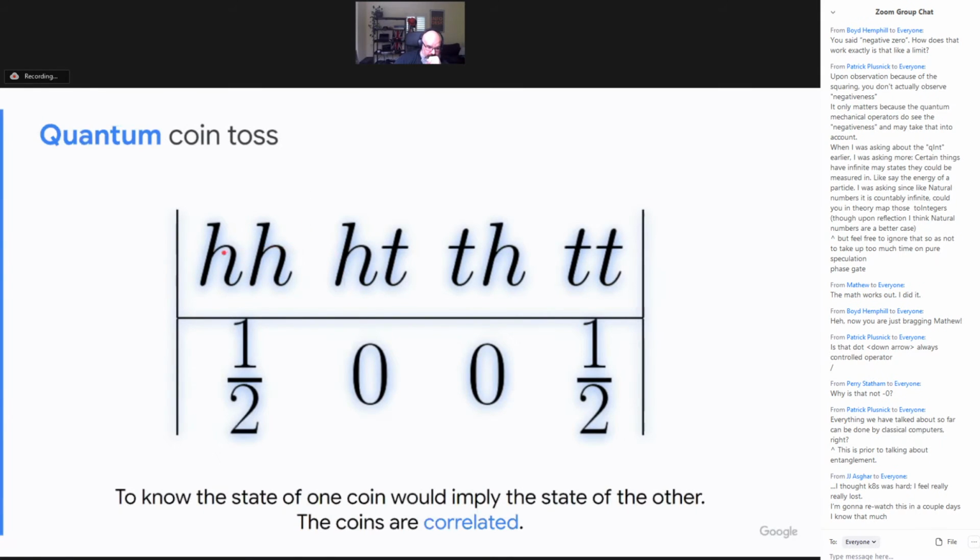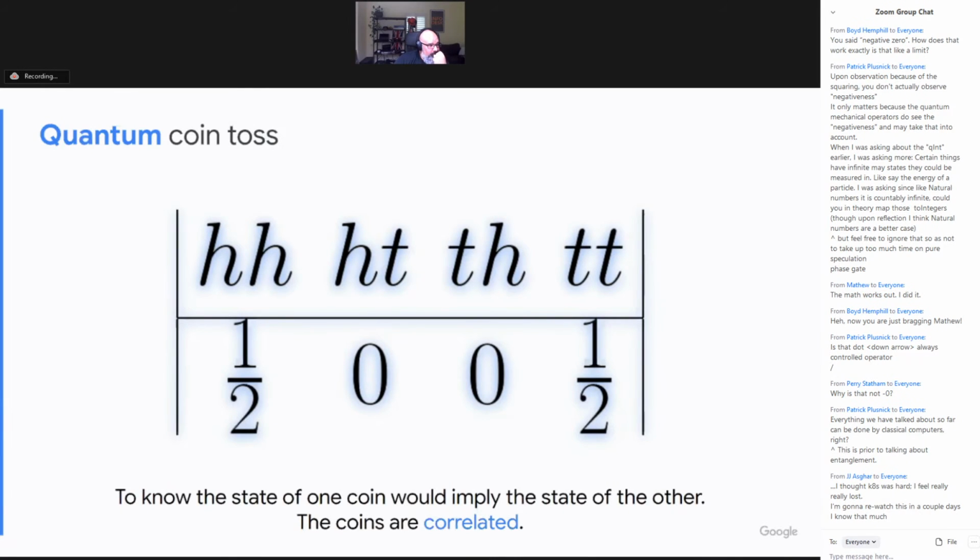What this means is that, let's say I give you some quantum coins and they're in this state. You know that this is their probability table. What happens when you flip the first one? Well, are you going to see heads? Are you going to see tails? I don't know. There's a 50-50 chance of seeing heads or tails with the first one.